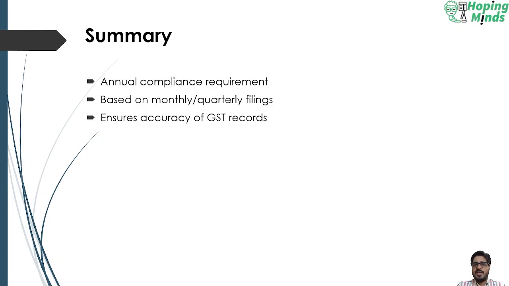Then it is based on the monthly or quarterly filings, that is the returns GSTR 1 and GSTR 3B as filed by the taxpayer during the previous financial year, that form the basis of the GSTR 9 return. Then it ensures accuracy of GST records. Ultimately GSTR 9 validates the filings done on a monthly or quarterly basis by validating the yearly data.